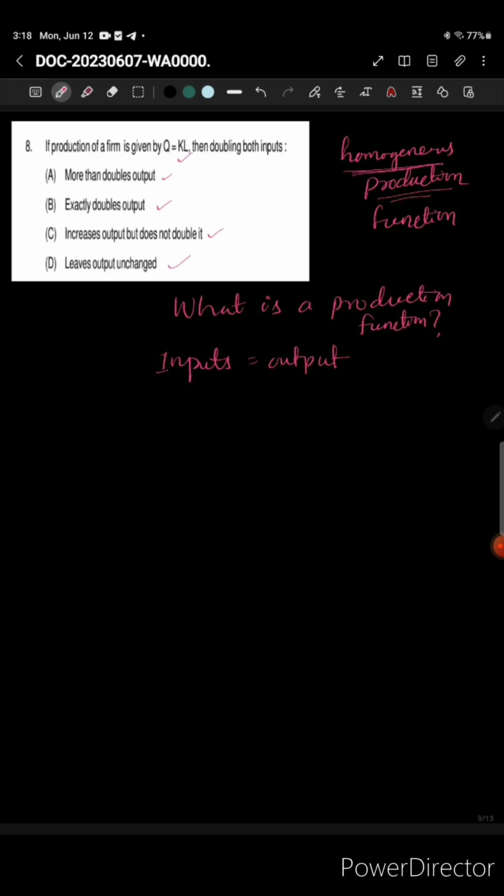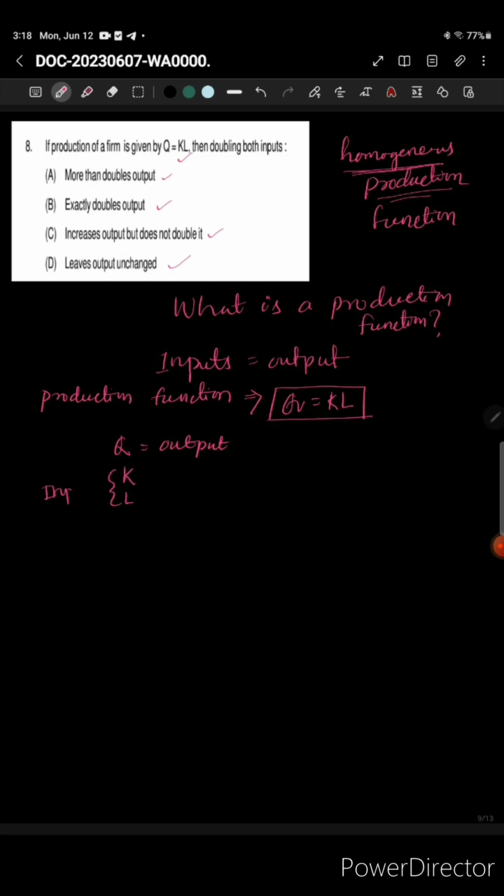So here the production function is given as Q equals KL. Here Q equals output, and K and L both are the inputs used for the production function. K equals capital and L equals labor.